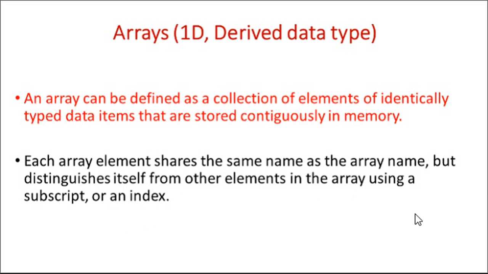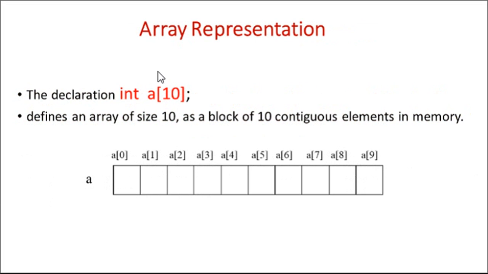So this kind of facility means storing multiple elements under the same heading or the same name. It is not possible if we go for a normal variable. It is possible only with the help of the array. Let's see how to represent the array. So this is how the array can be represented.